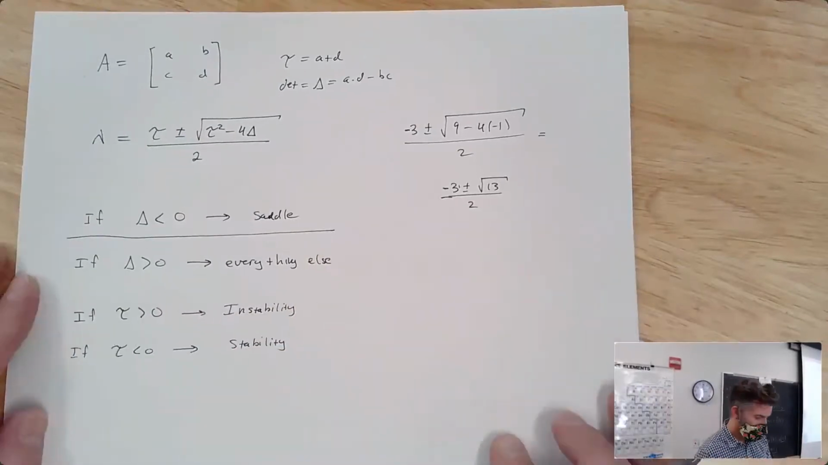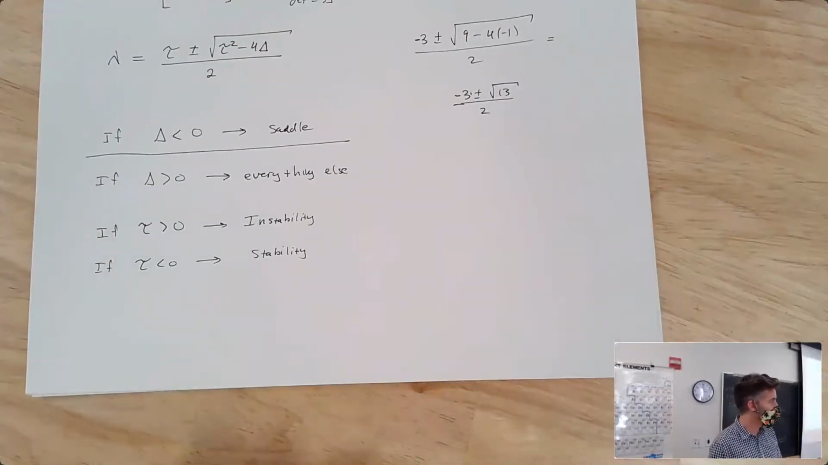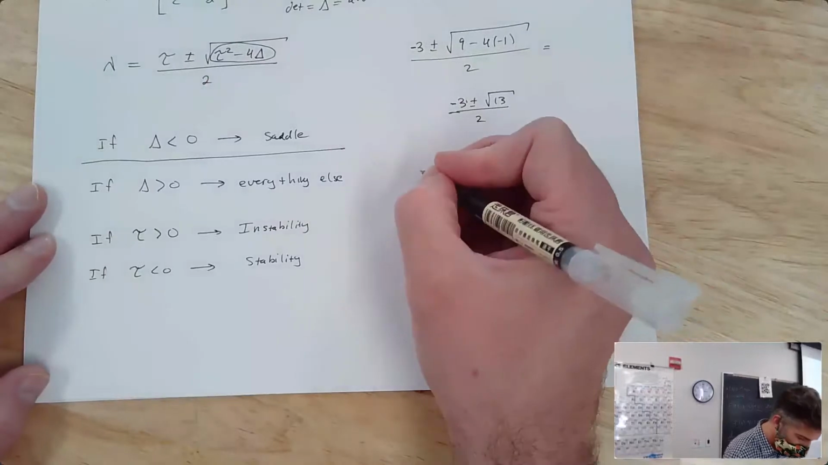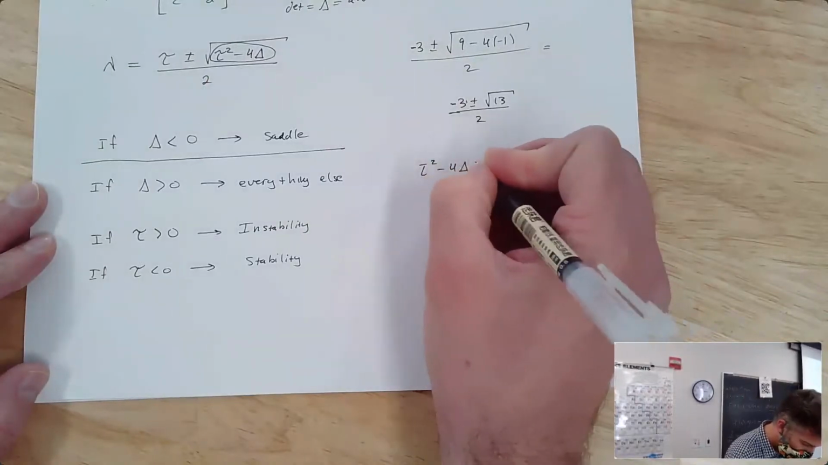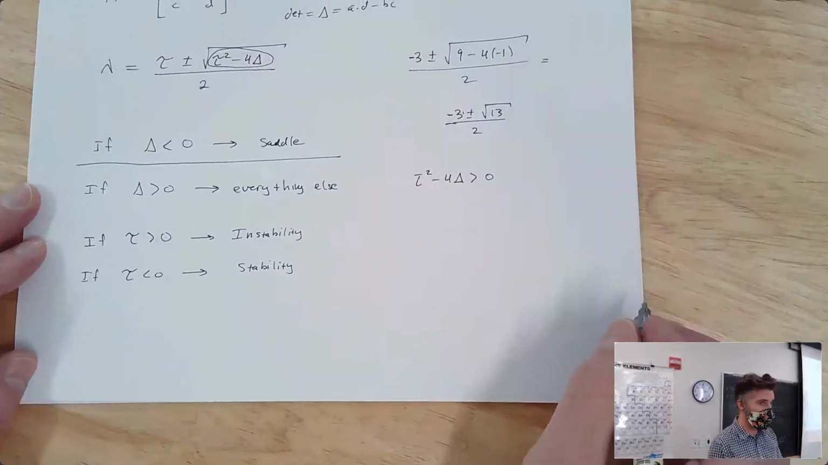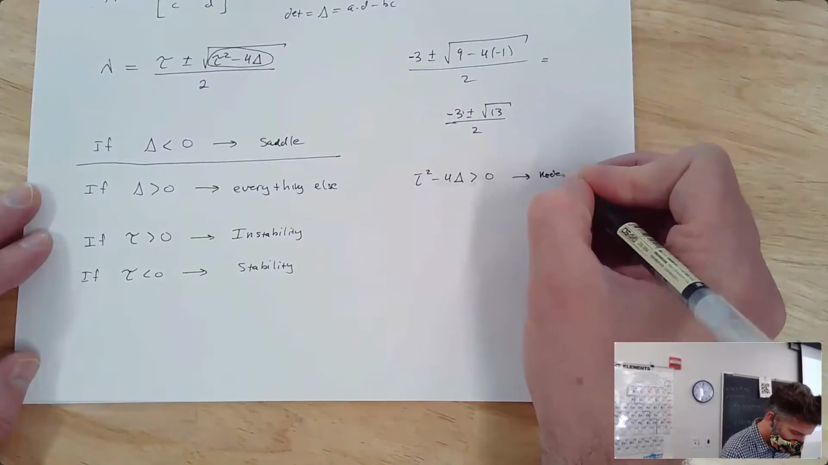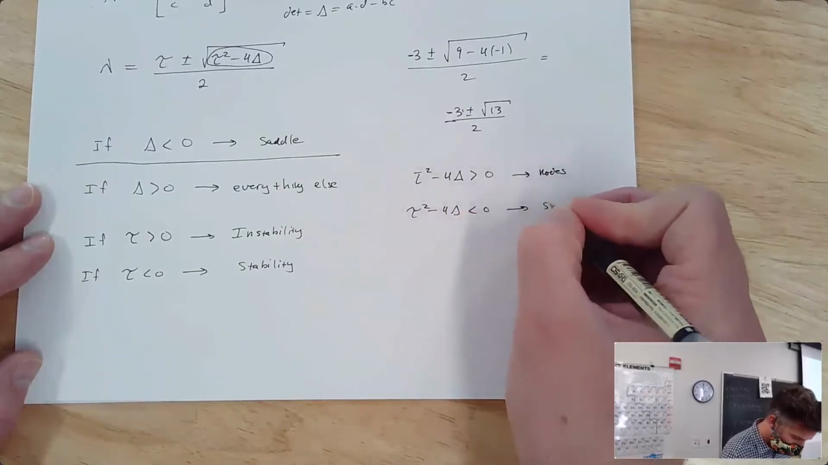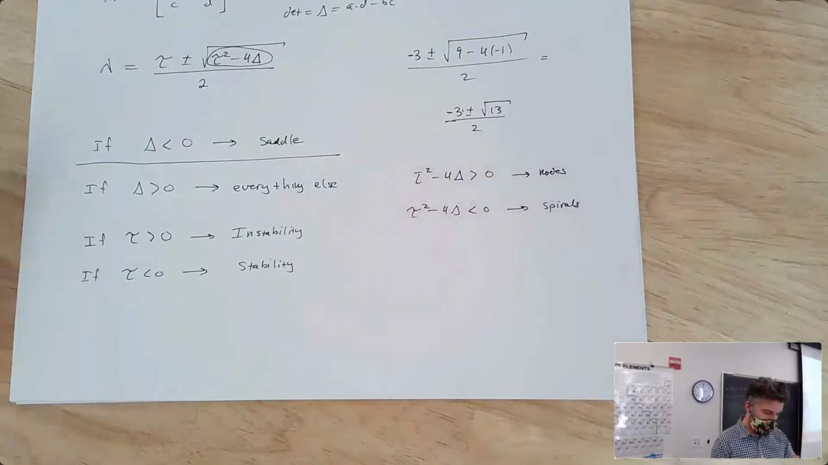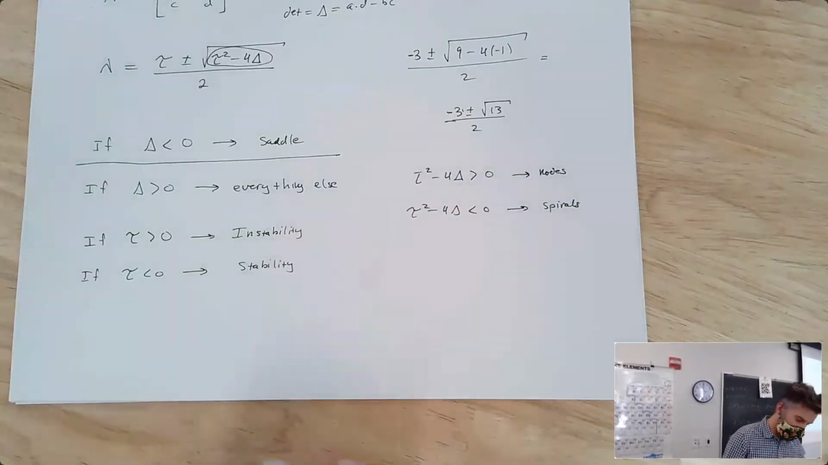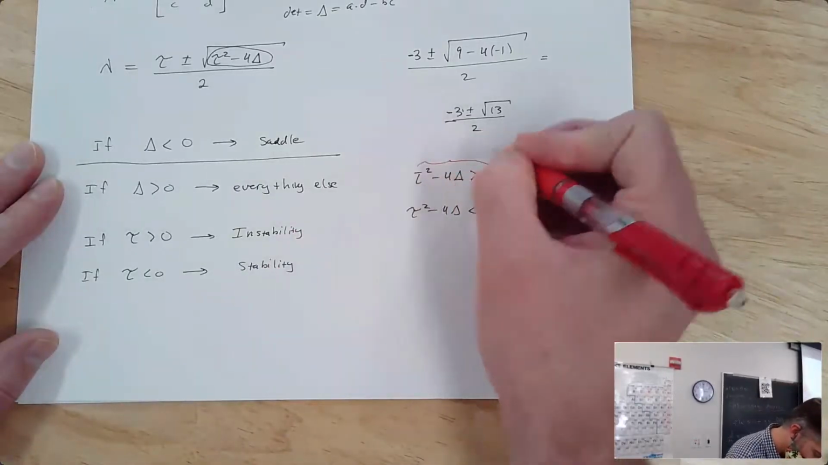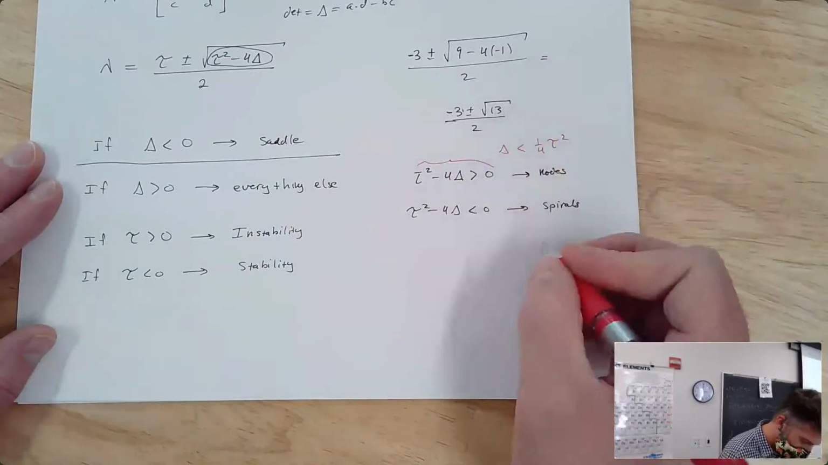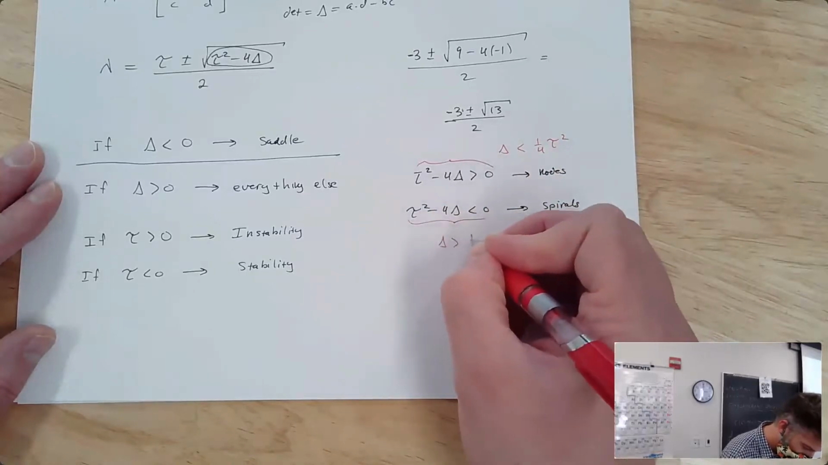Finally, we can determine if we have spirals or nodes, wholly dependent on what's going on with this right here. So if that amount is positive, then you're taking the square root of something that's positive and you have nodes. If that's negative, you have spirals. Now, the book phrases it a slightly different way. Instead of writing it like that, they write it like that. They write this as the determinant being less than 1/4 of tau squared. And they write this as the determinant being greater than 1/4 tau squared.